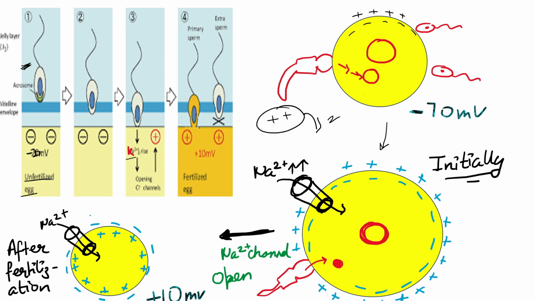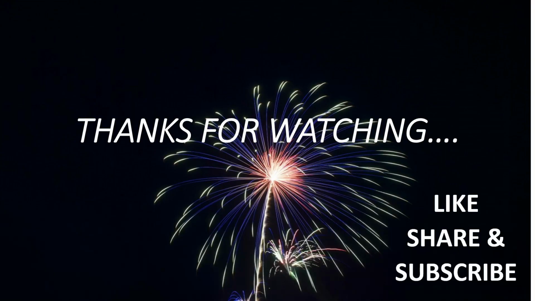As the sperm strikes, the Na positive channel will open, and Na will rush into the ovum. When the Na positive channel is open, the polarity of the cell will change and it will become a depolarized cell with a negative charge in the outer membrane and a positive charge in the inner membrane, and the negative 70 mV will convert into positive 10 mV. So this was all about fast block 2 polyspermy.